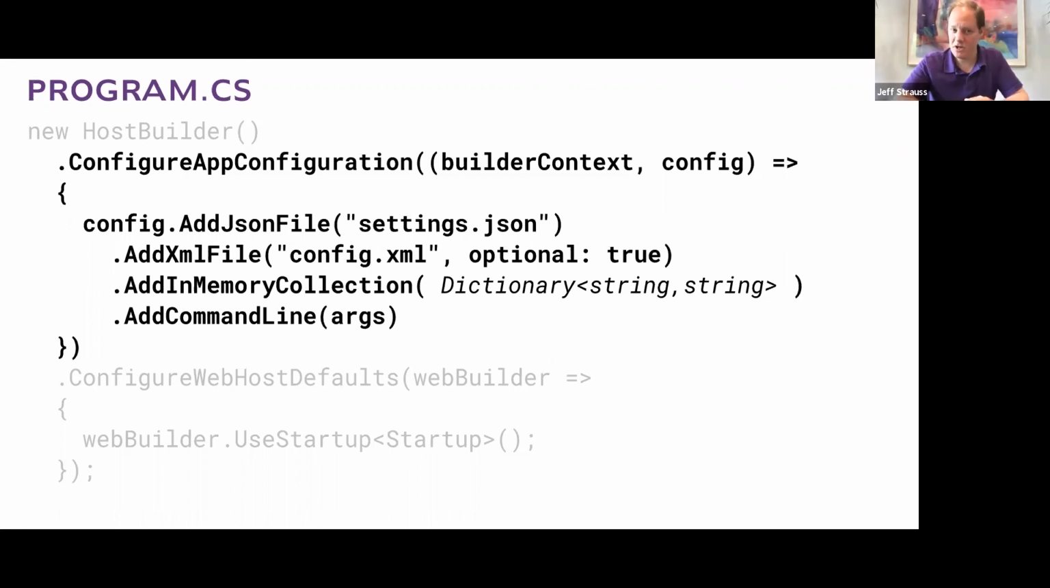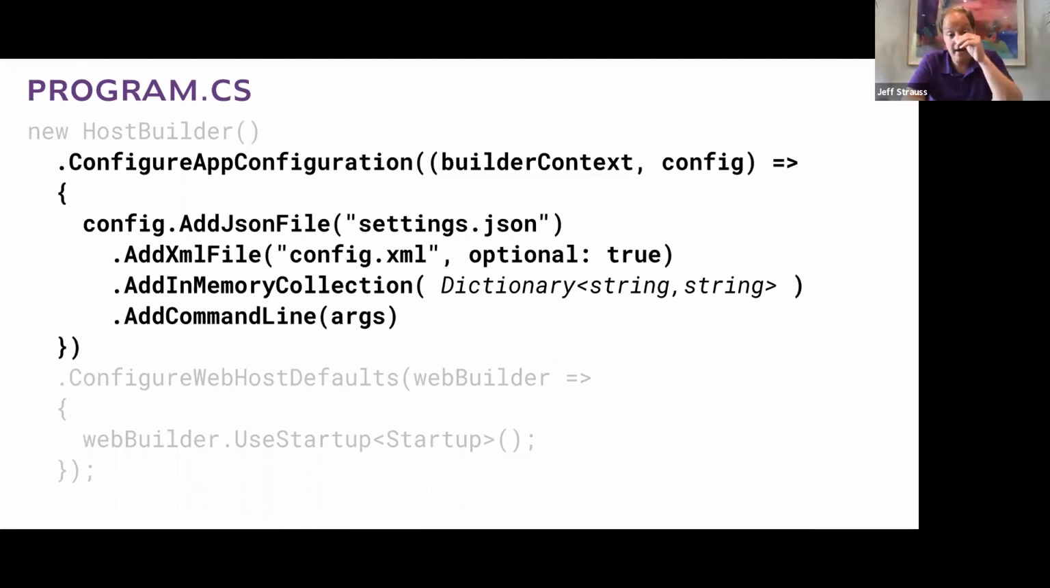What if I want to have other stuff? Well, I can create my own host builder, right? And just like I can have my own host configuration, I can call this very, very lengthily named method ConfigureAppConfiguration. And there's also a ConfigureWebHostDefaults method if I want to configure the web host. And there's more than just adding JSON files.